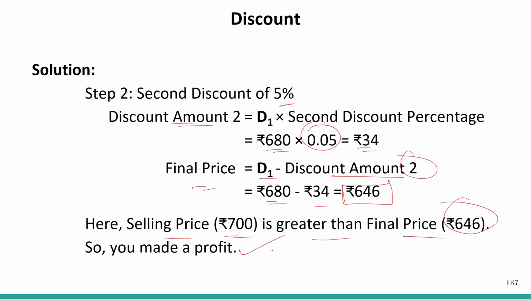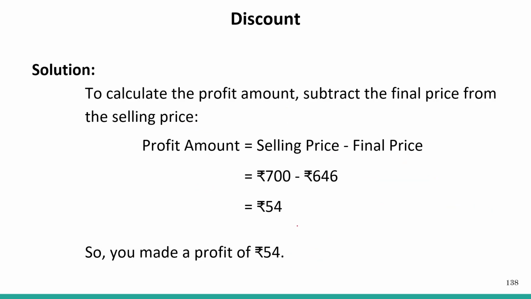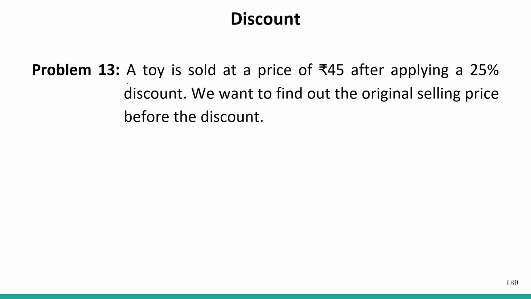So the selling price 700 is actually greater than the final price 646. So I have made a profit. So you must say how much the profit amount is. So it will be 54 rupees. To calculate the profit amount, subtract the final price from the selling price. So 700 minus 646 is equal to 54 rupees. Okay. So I made a profit of 54 rupees. So let's see problem number 13.